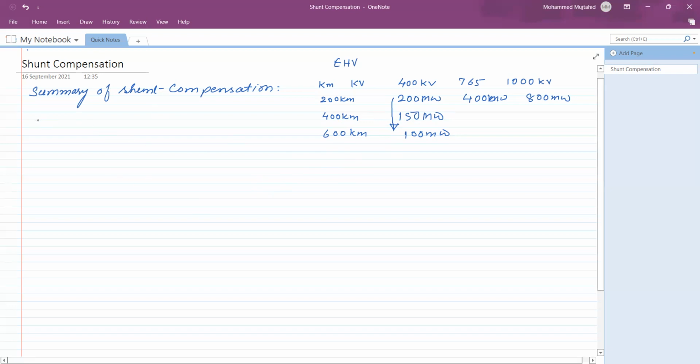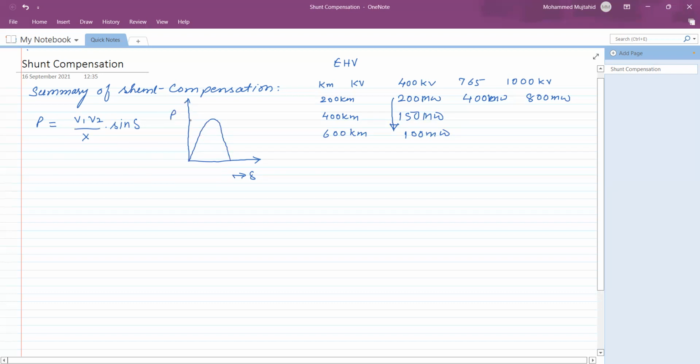So our basic equation is P equal to V1 V2, where V1 is the sending end and V2 is the receiving end voltage, divided by the transmission line reactance X, into sine delta. This is the basic equation, and it will give the power angle curve. This is the power, and this is the angle delta, and it becomes maximum at delta equal to 90 degrees. So this is the curve.